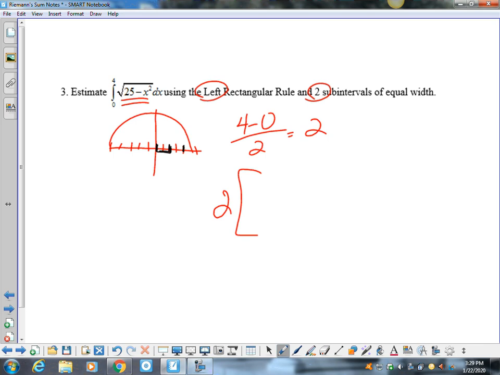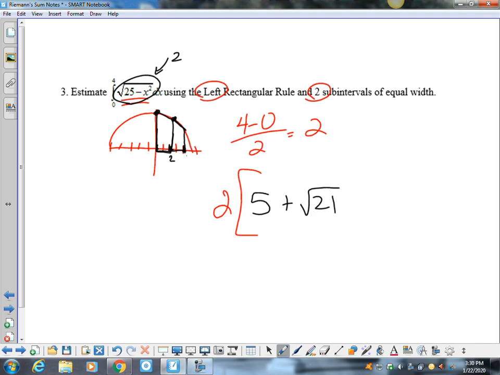So I'm looking at this rectangle, well, the rectangle that would do this, and I'm left-handed, so I'm going to use the left-hand mark. So if I plug in a 0 into my function, square root of 25, which is 5. And then for this one, left-handed, so I'm going to use this value, so that's 2. So I need to plug a 2 in there. That'd be 4, 21, so the square root of 21.